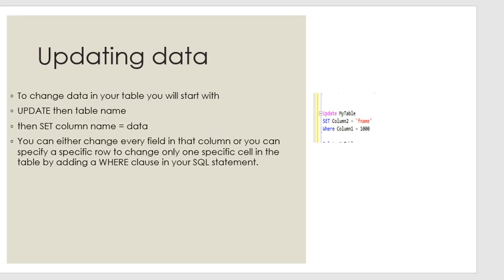Okay, now our next part is updating the data. This is when you want to change data in your table. You're going to start with an update, table name, and then you're going to set, and you're going to pick the column name that you want to change the data in. You can either change every field in that column, or you can specify a specific row, like in the example I have here, where column 1 equals 1,000. We'll go over to the SQL side, and I will show you.